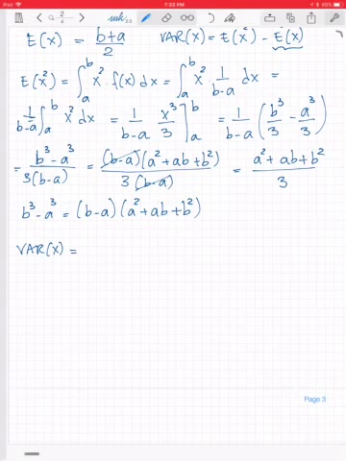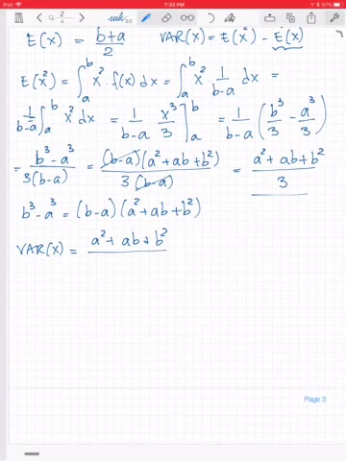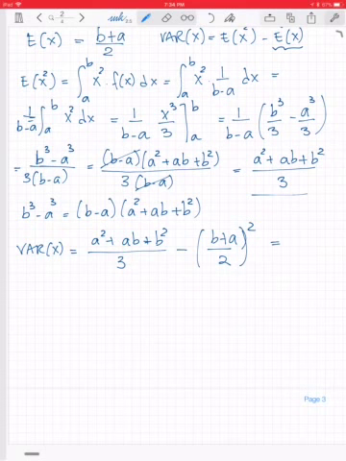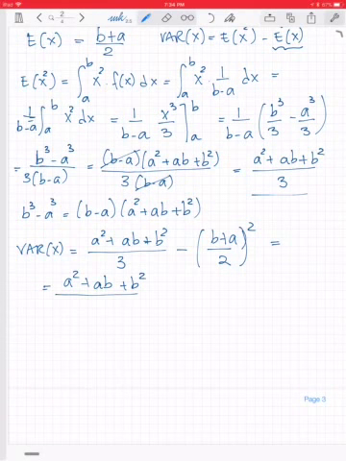Now let's compute the variance. The variance of x is this, (a squared plus ab plus b squared) divided by 3, minus the square of the expectation of x, so (b plus a) squared. So I have (a squared plus ab plus b squared) divided by 3 minus (b plus a) squared divided by 4. Now we just have to simplify all this.